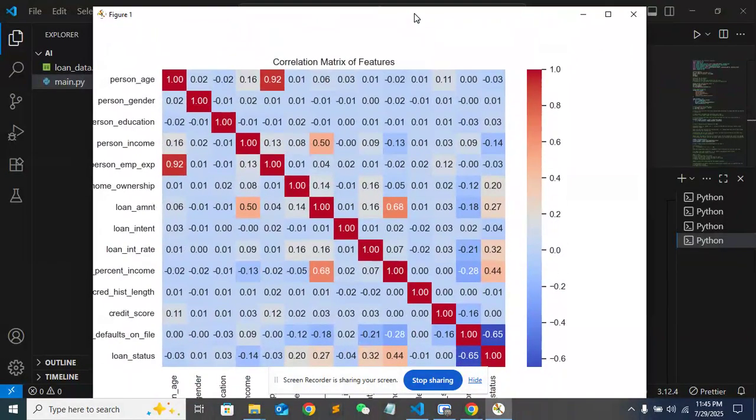Here we have a correlation matrix of features. The correlation matrix of features shows us how the features are correlated with each other. The value more positive towards one means they are positively related. The negative value means they are negatively related.